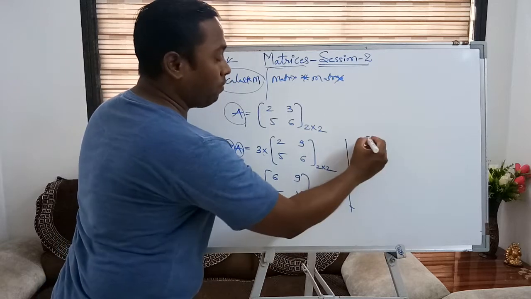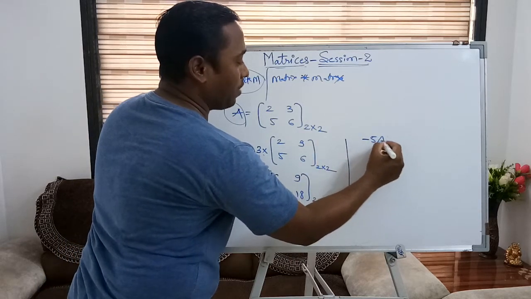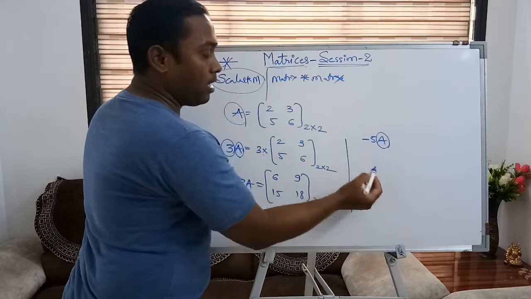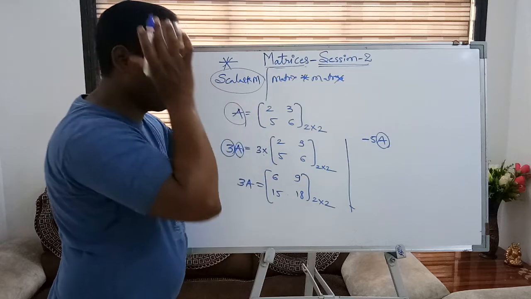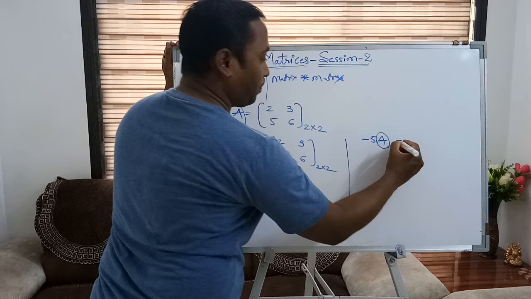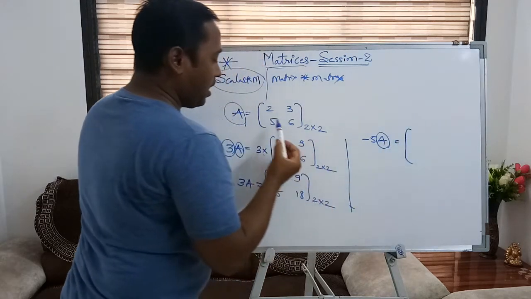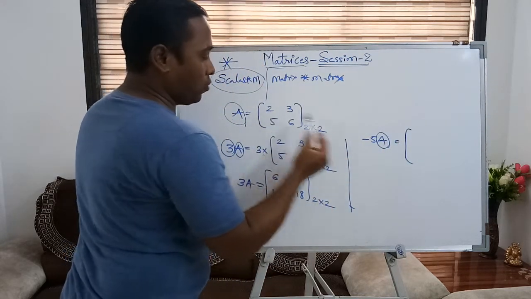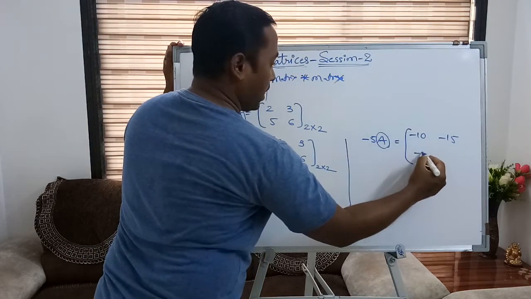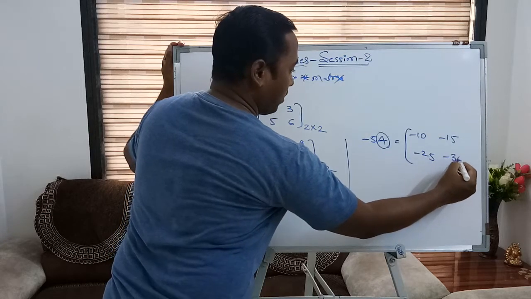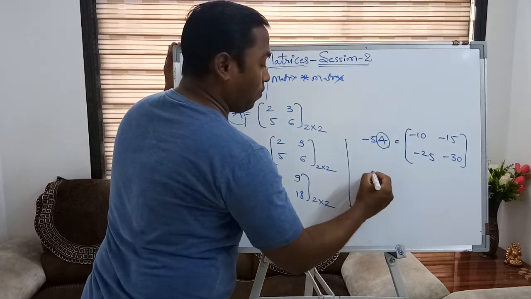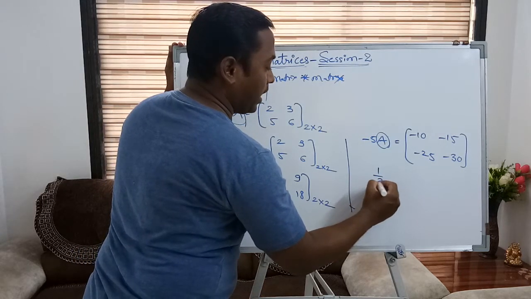Now I want to find minus 5A. Can you see the minus 5A value here? It means matrix A is multiplied by minus 5, each and every entry of the matrix A is multiplied by minus 5. So what you will say? हर एंट्री को minus 5 से multiply करना है. So minus 10 it would be, minus 15, minus 25, minus 30. As simple as that.